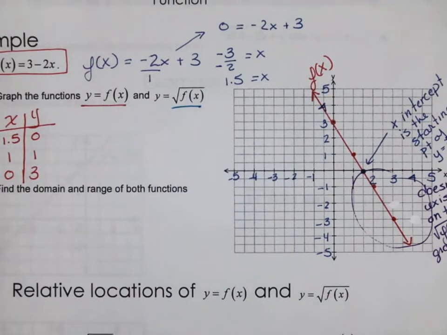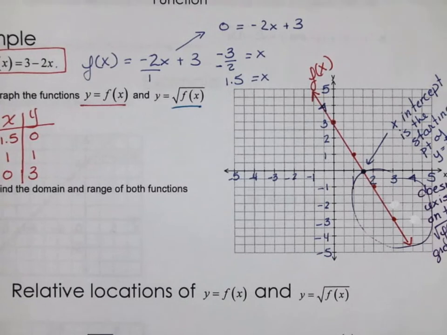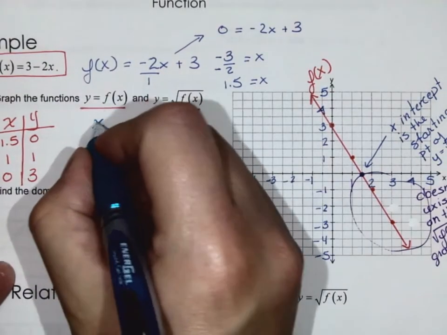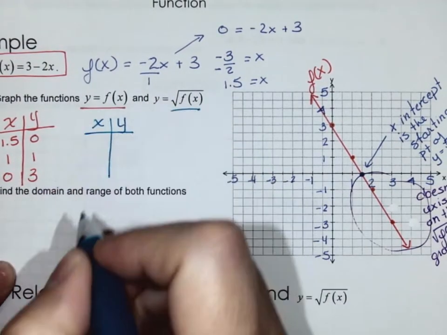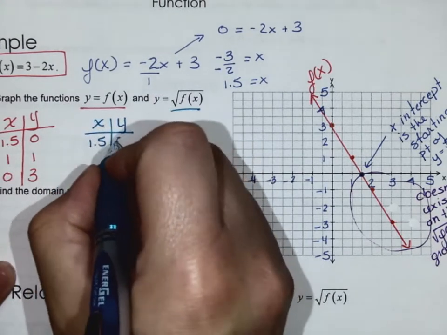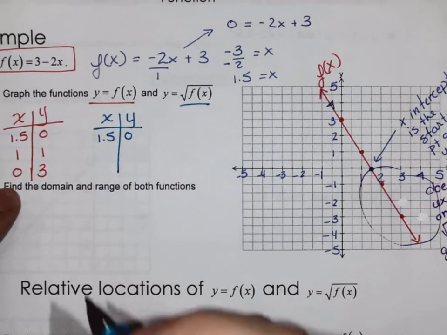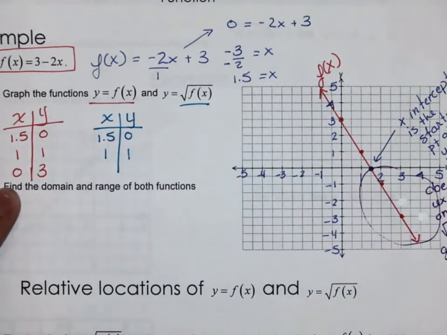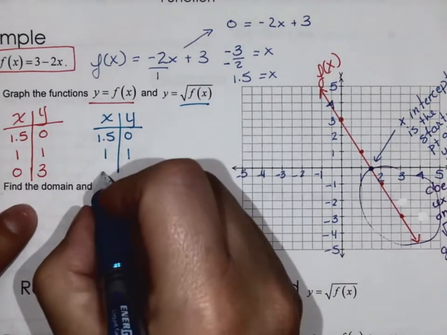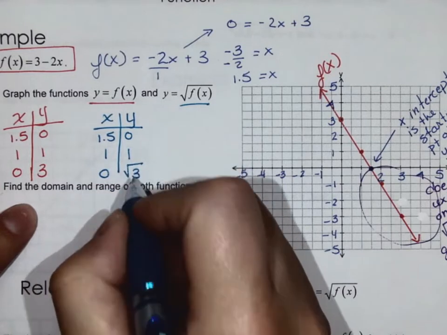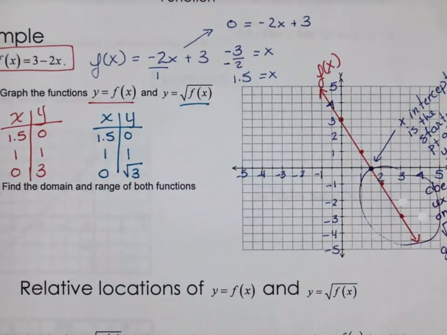Okay, so now let's do our square root. So we know that's going to be 1.5 and 0. What's this one going to be? 1 and 1. And 0 and root 3. Not terrible. We can use our handy-dandy calculators.